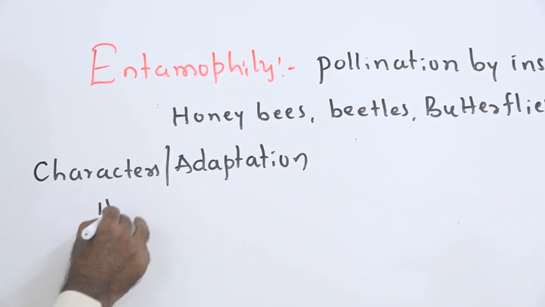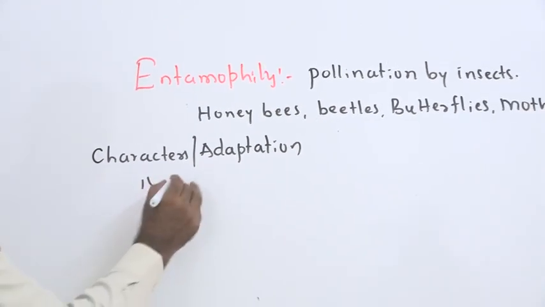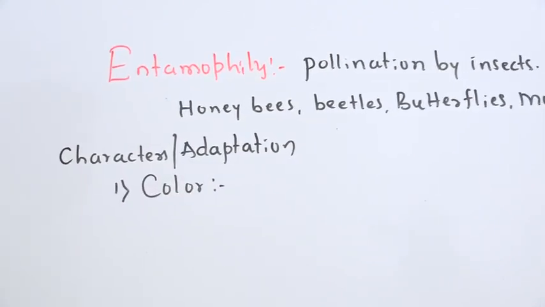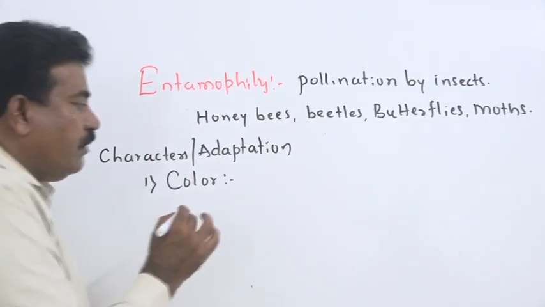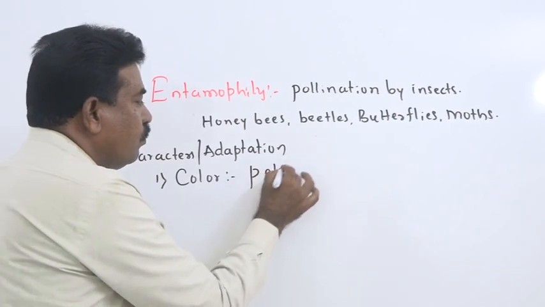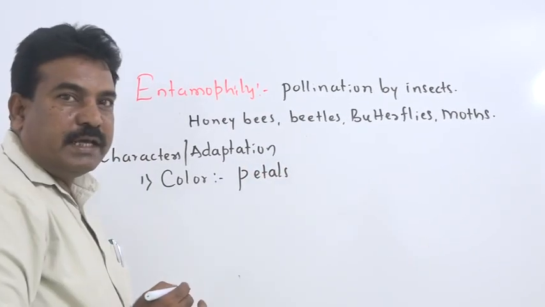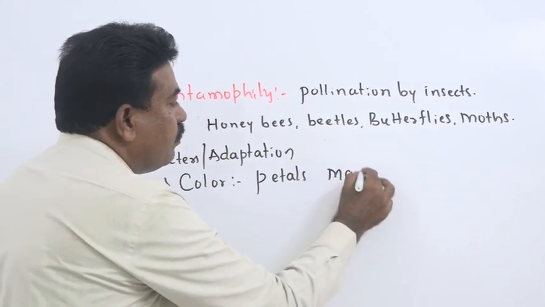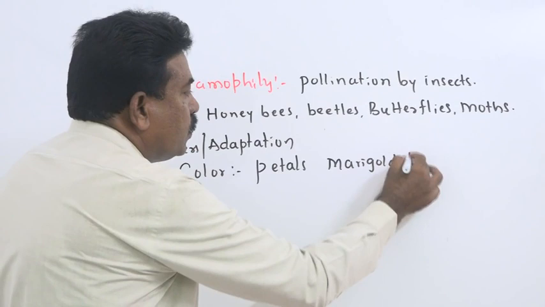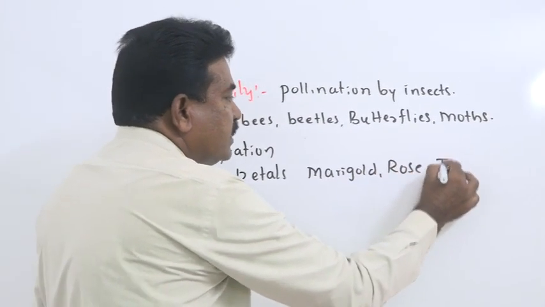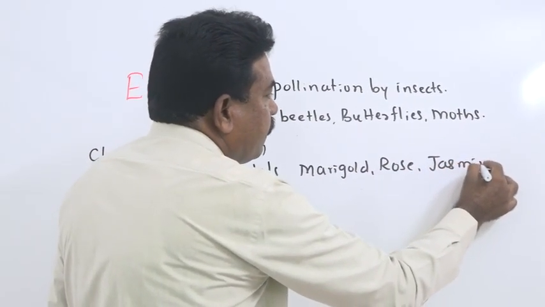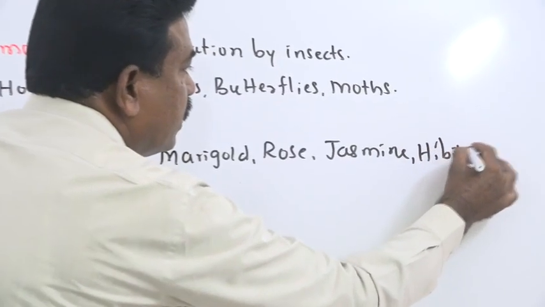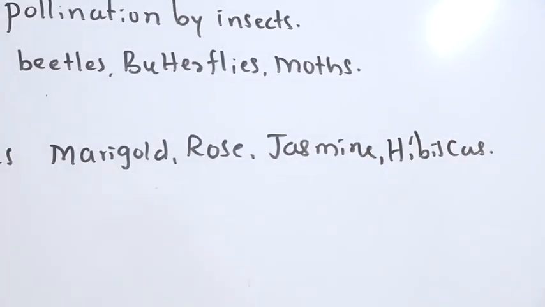First one, to attract insects, they possess a distinct color. Mainly in the flower, the petals are the more distinct part and they are colorful. You see in the case of marigold, rose, jasmine, and in the case of hibiscus, the attractive color is there.